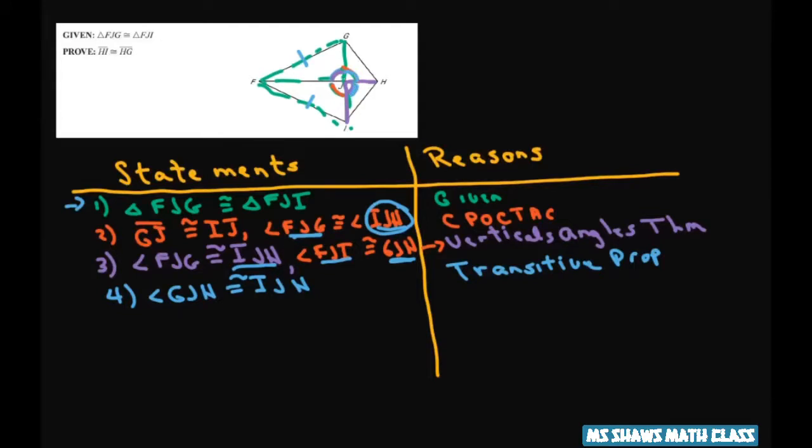That's what that says. All right, and then finally, by our reflexive property, we know that JH equals, or is congruent to JH. So we'll just say JH is congruent to JH. That's your reflexive property of congruence.